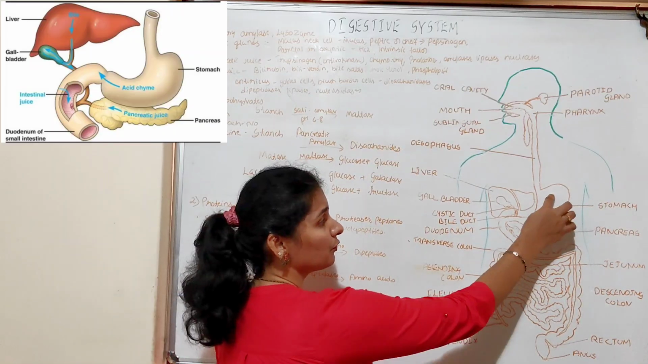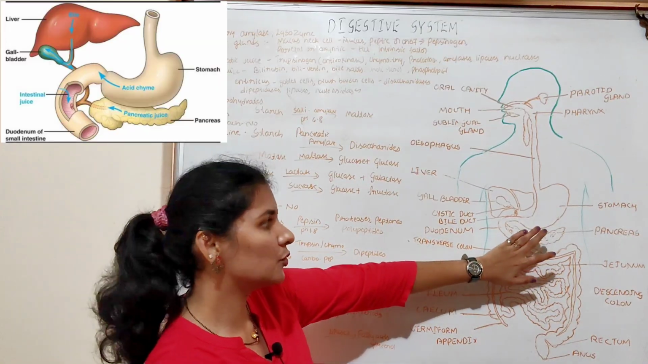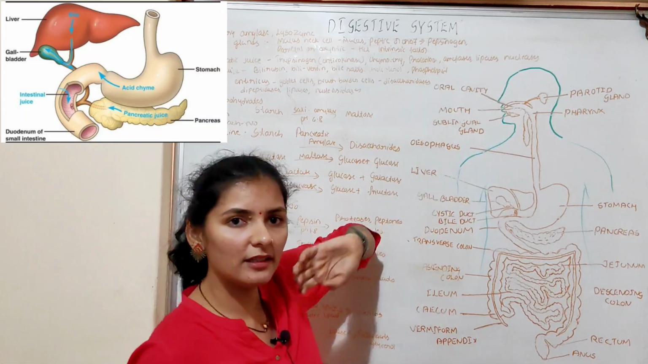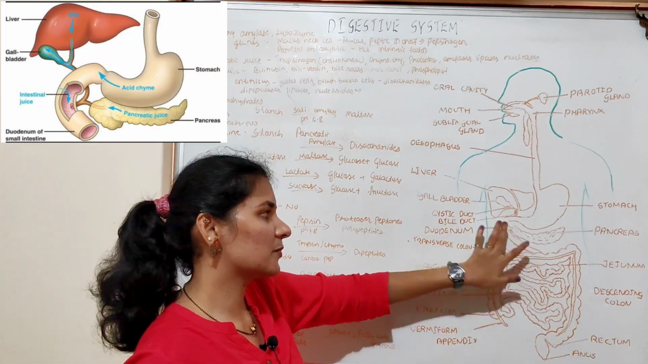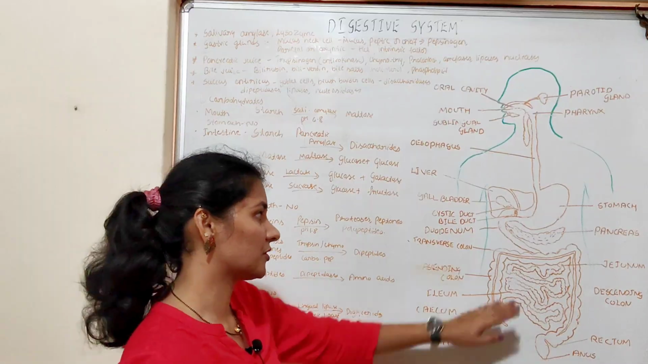So when the food from the stomach enters the duodenum, it gets mixed with the pancreatic juice, that is juice produced by the pancreas, bile juice which is produced by the liver, and the intestinal juice which is produced by the intestine. First we'll see what are the contents of this juice.